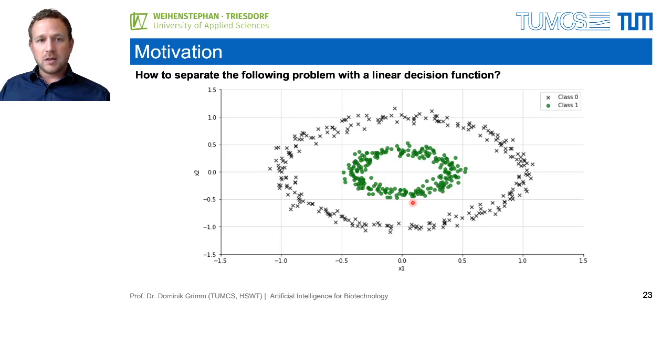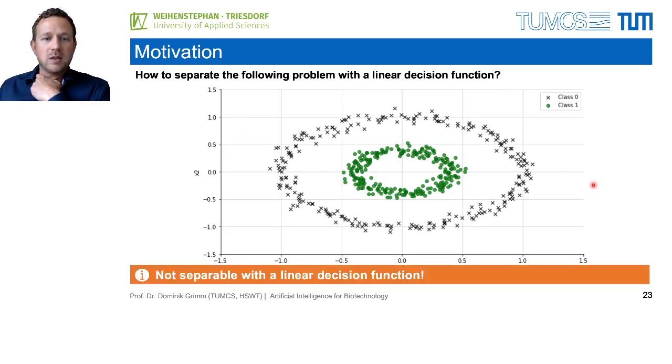First, let's motivate this with an example. Let's look at the following plot. Again, we have two features here, x1 and x2, and we have data points that belong to class 1 and data points that belong to class 0. If we would now try to find a line that separates these two classes from each other, we won't be able to find a linear function that does this, because the problem is not linearly separable. It's not possible to find a line that separates these two classes such that all the data points of class 1 are on one side of the line and all the data points from class 0 on the other side.